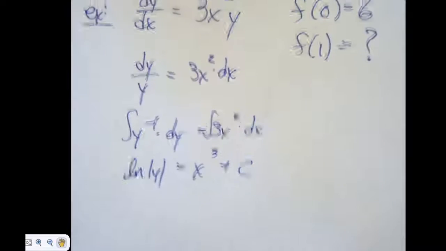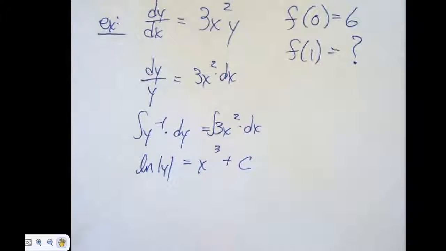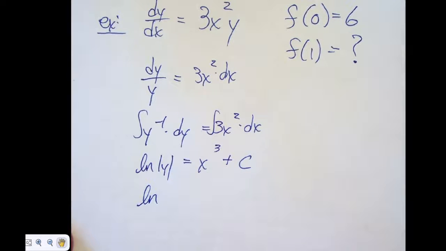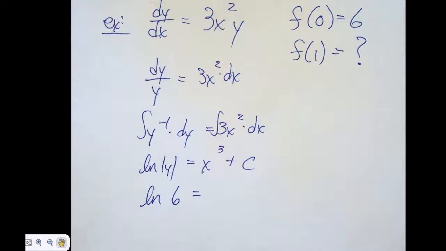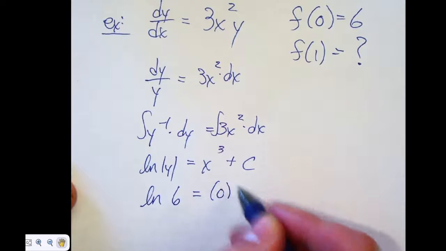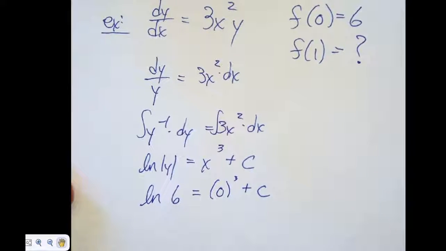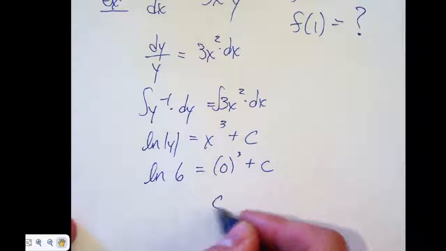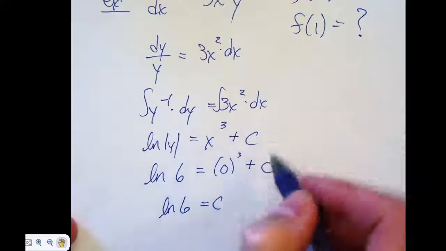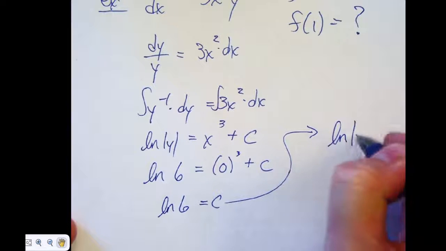Then we're going to plug in. So this is ln of 6. I don't need the absolute values there anymore. Why not? Because 6 is already positive, so I don't need to reinforce that. And then this would be 0 to the third plus c. Questions up to here? You guys with me? We good? So what's c? ln of 6. So I'll rewrite this, but I can write it better now.